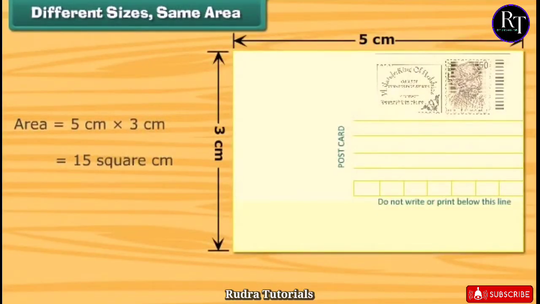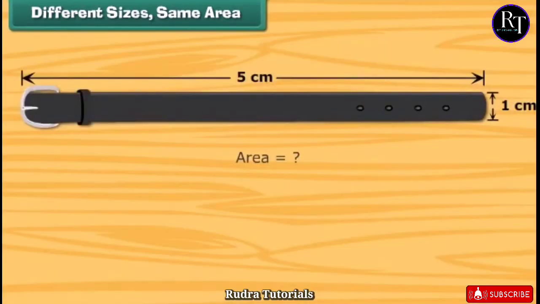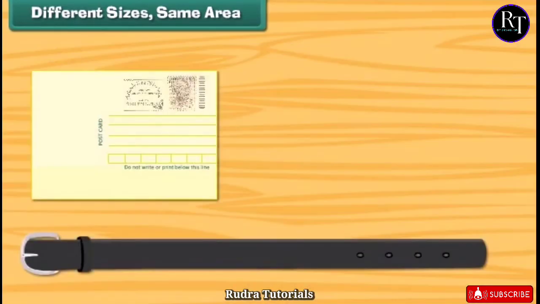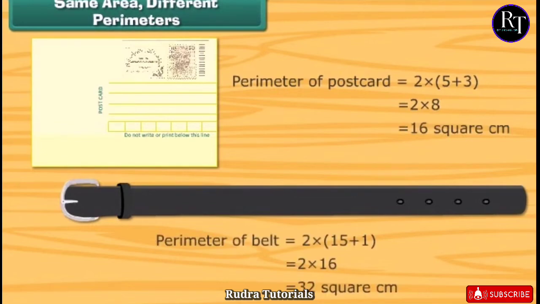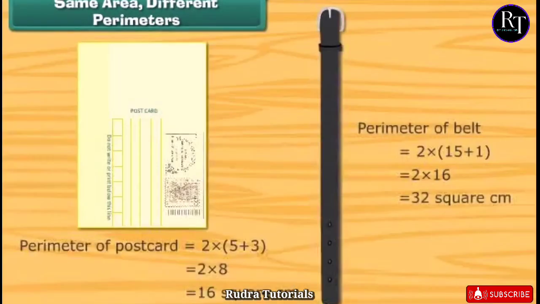Look at this postcard. Its area is equal to 15 square centimeters. What about the area of this belt? It is also 15 square centimeters. Both postcard and belt are of same area, but their sizes are different. What about their perimeters? Do both have same perimeters? Let us find out. Perimeter of postcard is equal to 16 centimeters, while the perimeter of belt is 32 centimeters. Thus, the things with same area can take different forms. The perimeter of such things can be same or different.